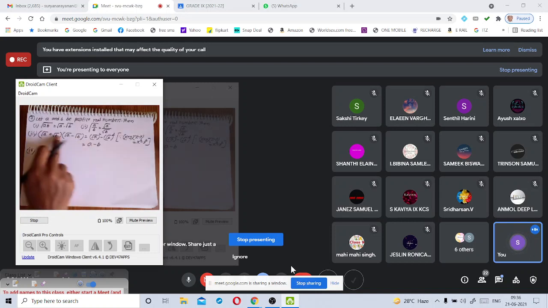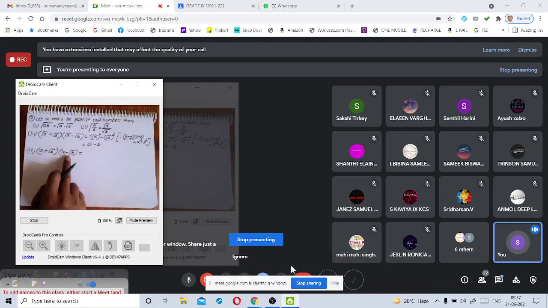Now, please remember this result. Similarly, a plus root b into a minus root b. Here also, if you observe, a plus root b is an irrational number. a minus root b is also an irrational number, because the sum of a rational number and an irrational number is always an irrational number. Similarly, the difference of a rational number and an irrational number is also an irrational number. Here we are finding the product of these two irrational numbers.